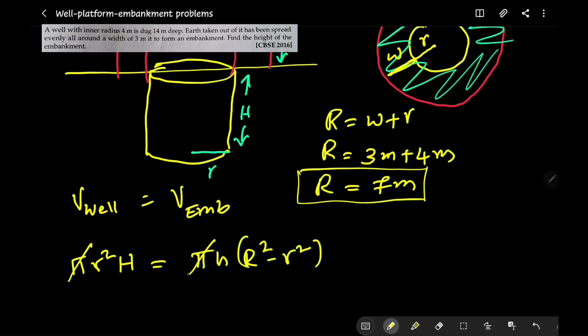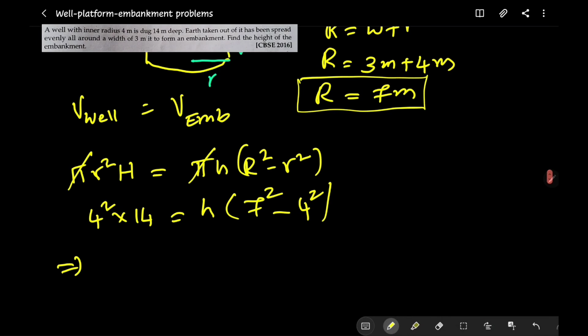On either side I can cancel this pi out, and now let us substitute the values which are given in the question. So small r value is 4, so it is 4 square into the depth of the well, which is given as 14 meters. In place of capital H we are going for 14, equals to, we don't know the small h value, which is the height of the embankment, so I am taking h as h itself, into R square. Just now we have found out what is capital R value, which is 7, so it is now 7 square minus small r value we know, which is 4, so that's why it is 4 square.